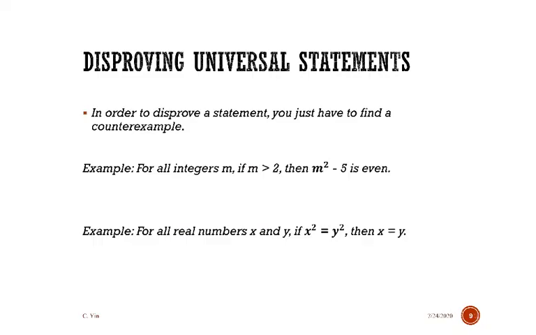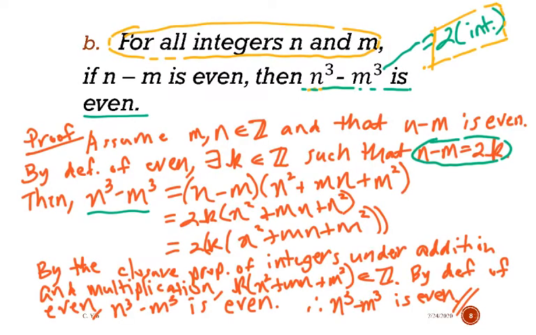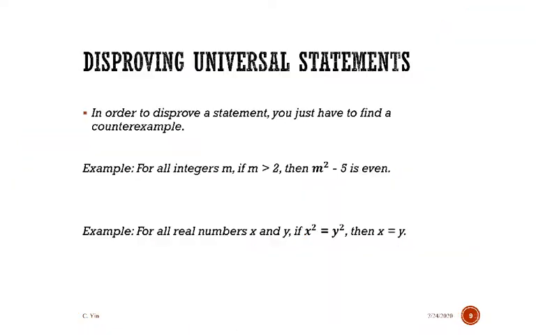So now let's talk about disproving universal statements. The only thing we mean by universal statements are all the kinds of examples that we've seen prior to this. So we've seen things where we had to prove something like for all integers n and m, if n minus m is even, then n cubed minus m cubed is even. So that's an example of a universal statement. Well, if we ever want to disprove a statement, a lot of times that's actually a little bit easier than trying to prove one, and that is that you just have to find a counterexample. All right, so if you want to disprove something, just find something that doesn't work.